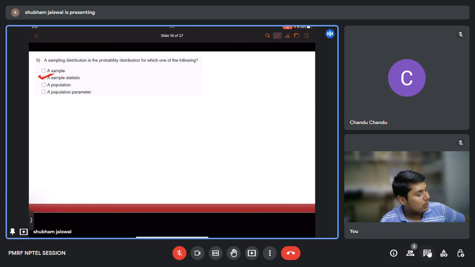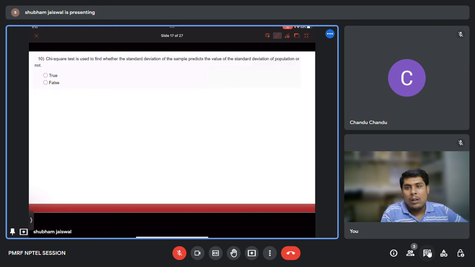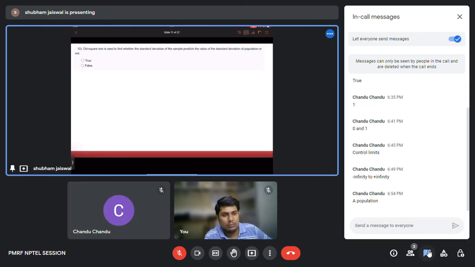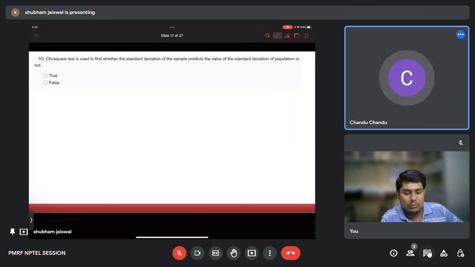Now our next question: chi-square test is used to find whether the standard deviation of the sample predicts the value of the standard deviation of the population or not. What do you think, Mr. Chandu? Sir, true.